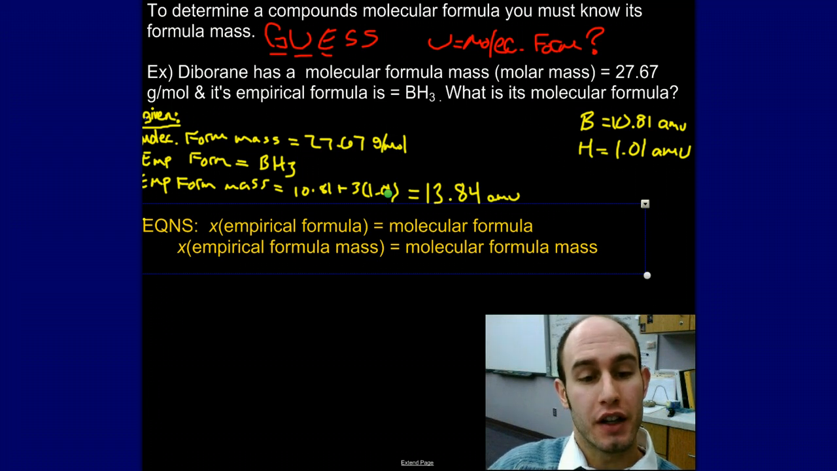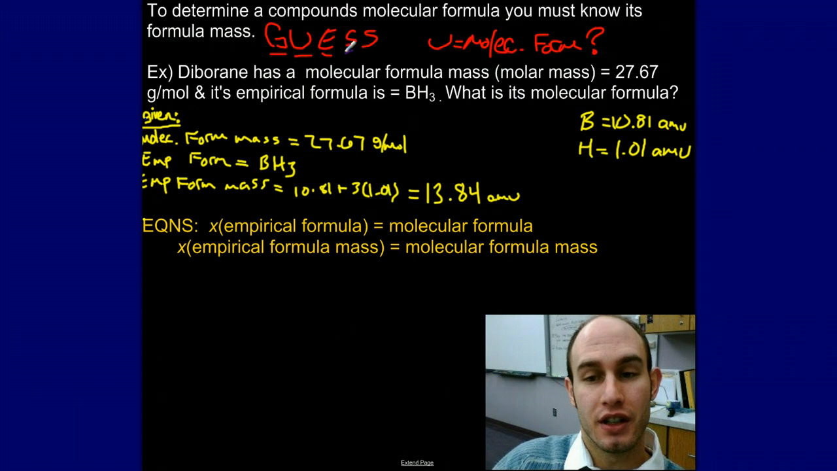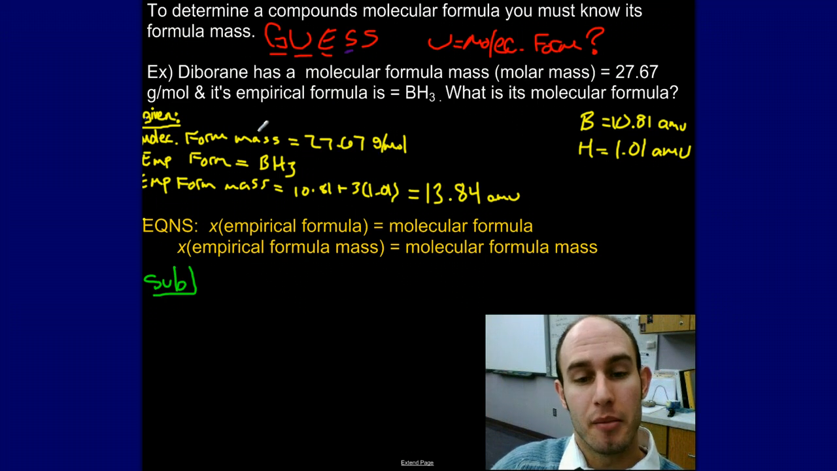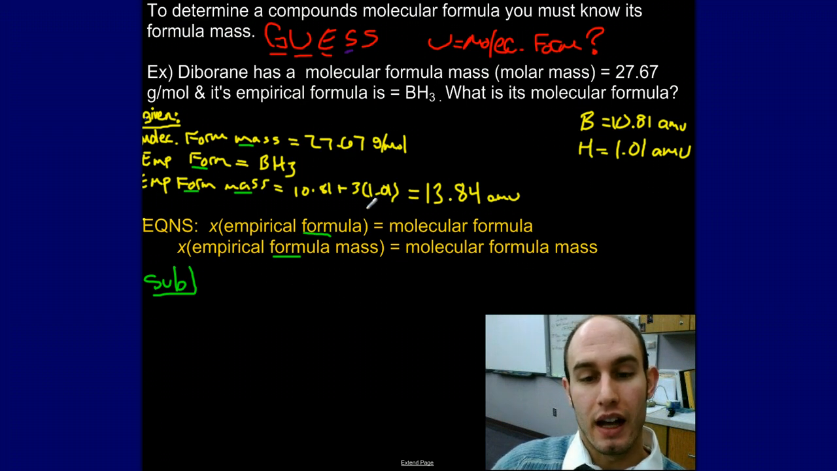What I want to figure out next is S, which is going to be my substitute. I'm going to substitute my givens into the equations. I know the formula mass, so I know that. I know the empirical formula, so I'm given this. I also know the empirical formula mass and my molecular formula mass. Sorry, I underlined the wrong thing there, but I know those two. I do not know my x. That would be my unknown right now.